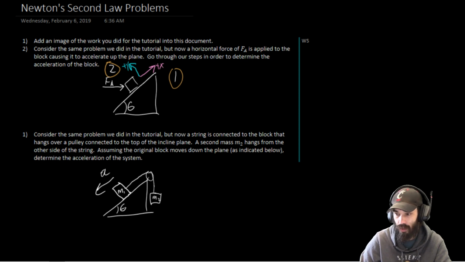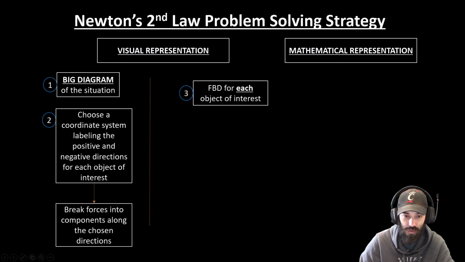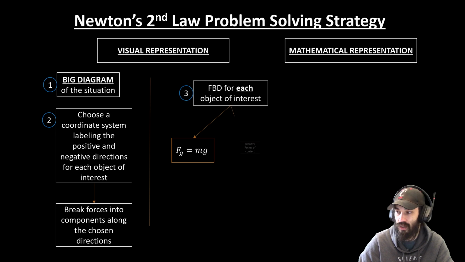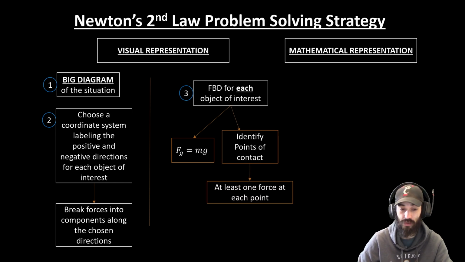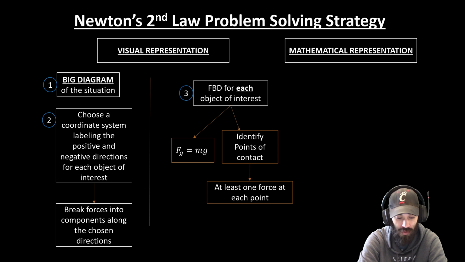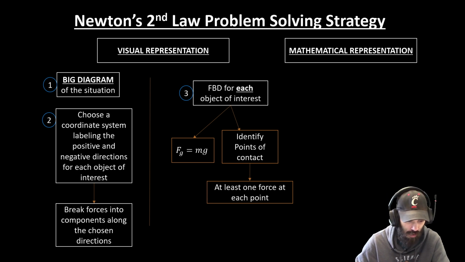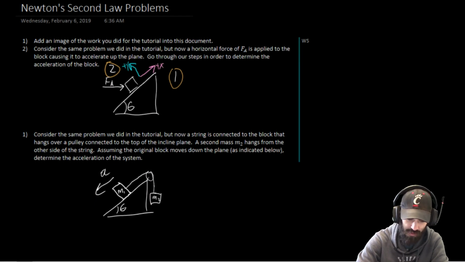Now, step number 3 is to draw a free body diagram for each object of interest. Fortunately for us, there's only this one object. Some additional notes for our free body diagrams: we want to make sure we include the force of gravity and identify points of contact, and for each point of contact, there's going to be at least one force. Okay, so let's go ahead and look at this over here.